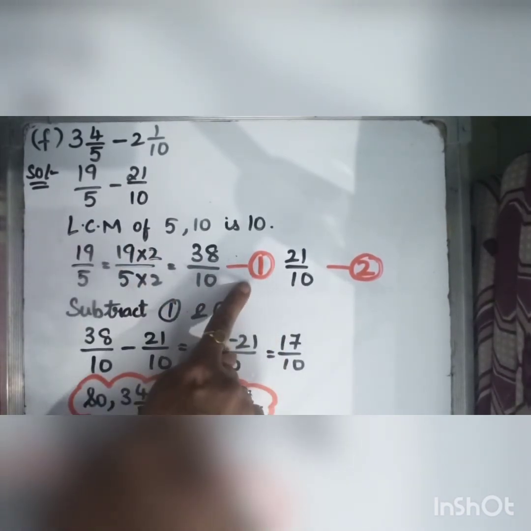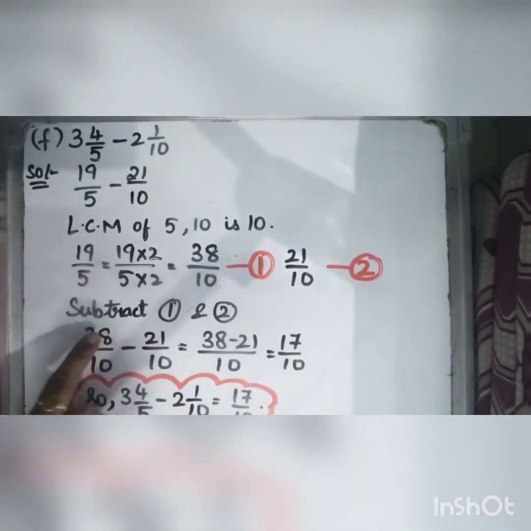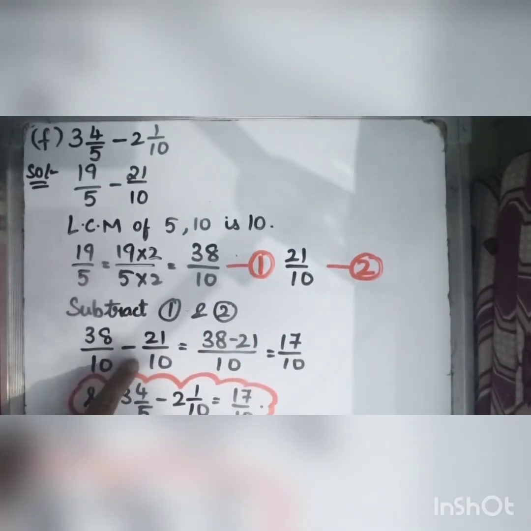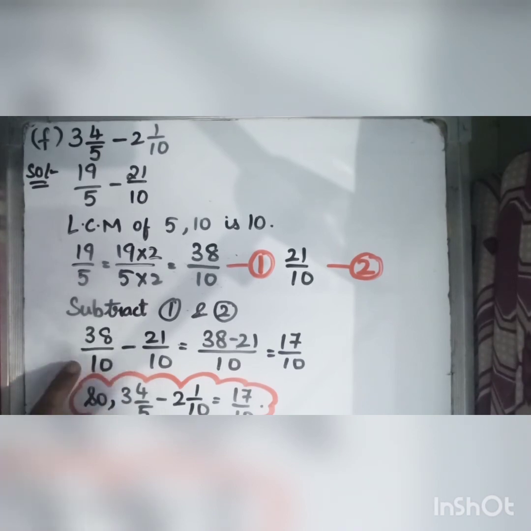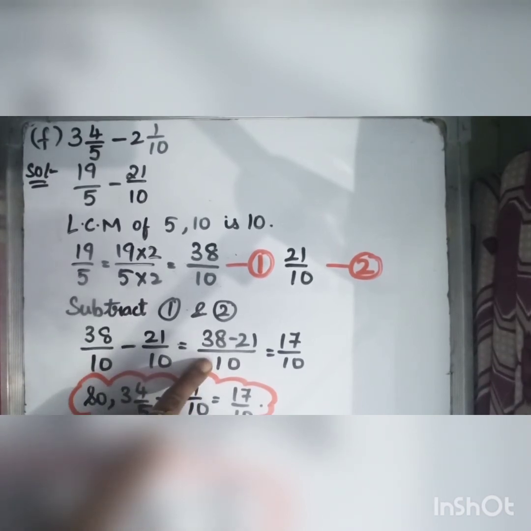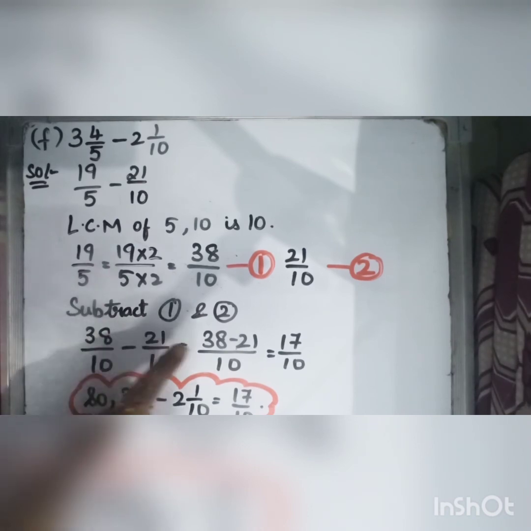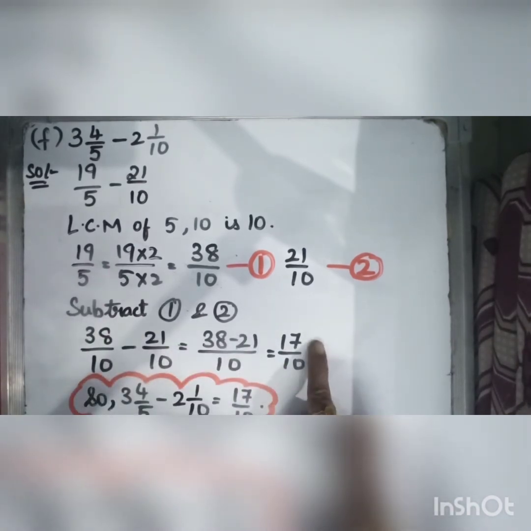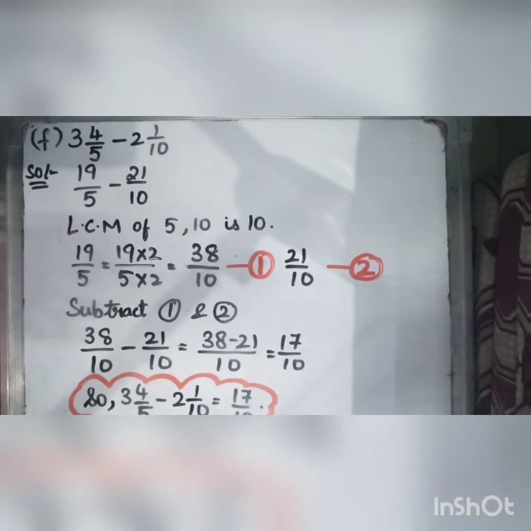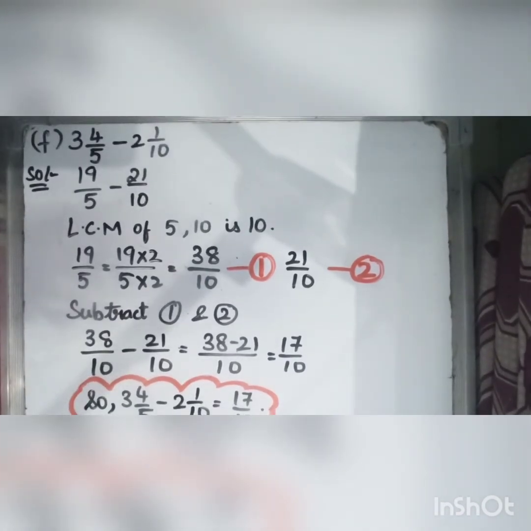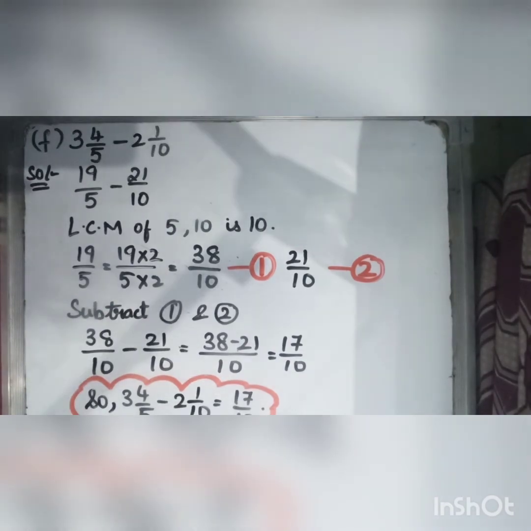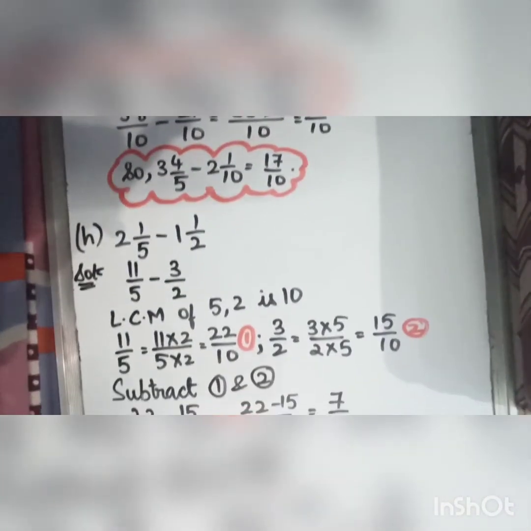Now you will have to subtract the first and second fractions. That is 38 by 10 minus 21 by 10. Denominators are same, so we write the same denominator and subtract the numerators. 38 minus 21 is 17 by the same denominator. That is 3 4 by 5 minus 2 1 by 10 is 17 by 10. Let's go to the last one.